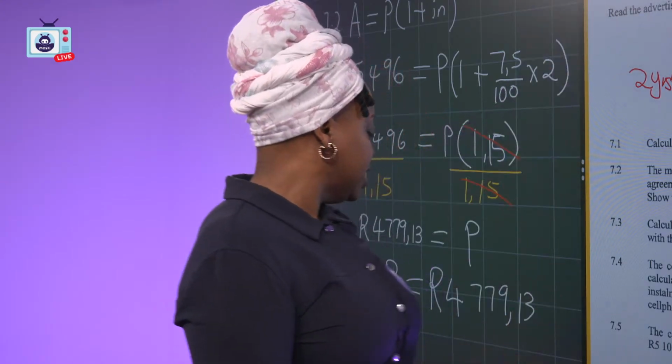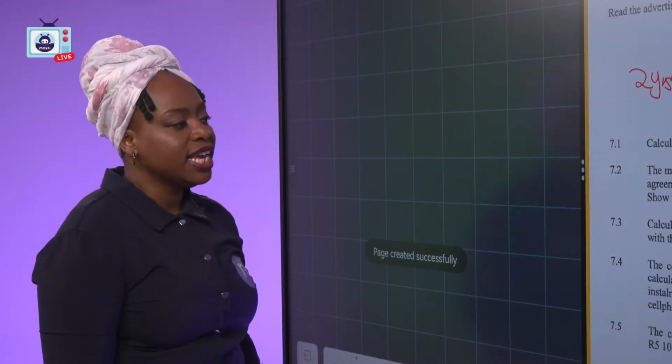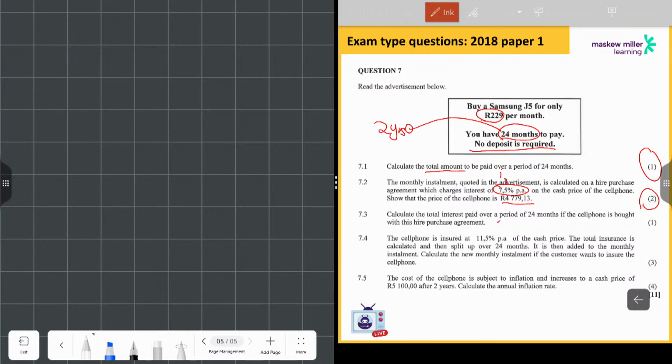Then we have the third question. They said now calculate the total interest paid over a period of 24 months if the cell phone is bought on a hire purchase. So they are saying you must now calculate the total interest. That simply means the money that you are paying more. That is what they want. You also just look at your mark allocation there, which is 1 mark. So for us to respond to that might not really take us longer.